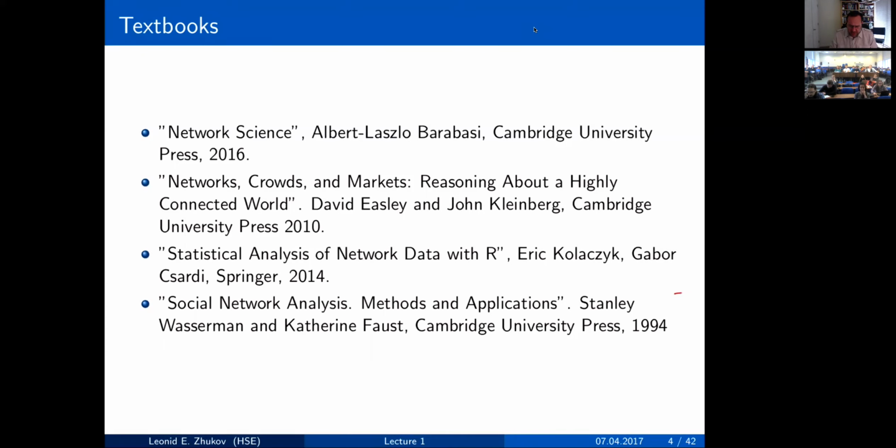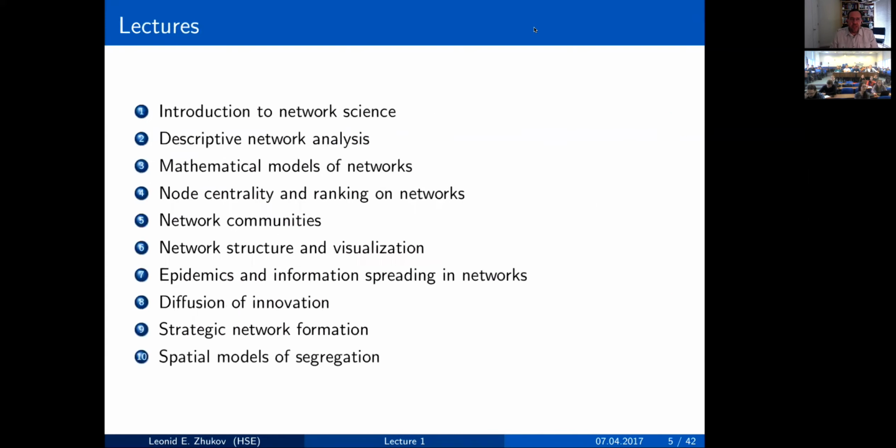And the last book shown here, this is sort of the classic of social network analysis, a big fat book by Stanley Wasserman and Katherine Faust. This book is for those who are really interested in learning more about the theory of social networks. But I would say, out of these books, this one I would definitely recommend you to read. And you will sometimes notice that lectures follow the chapters in the book. So what's the plan?